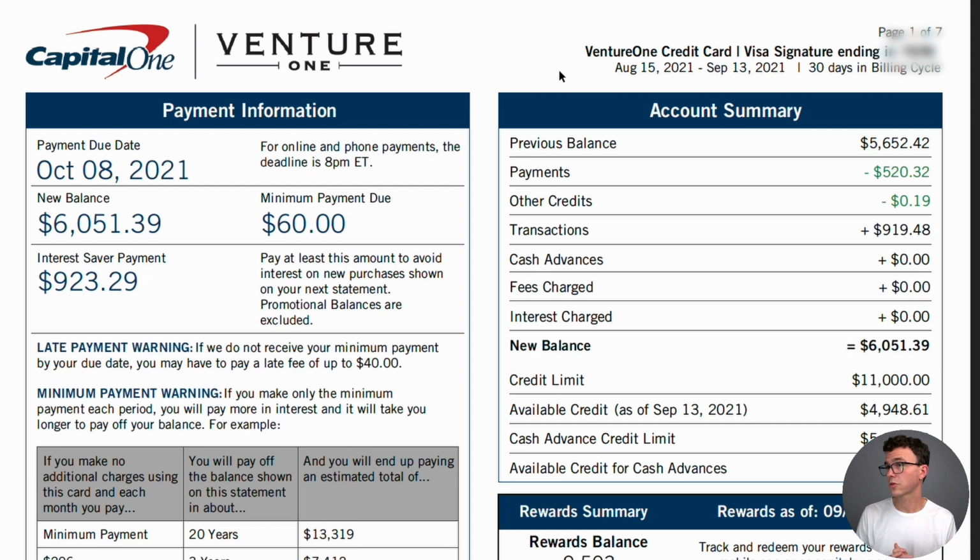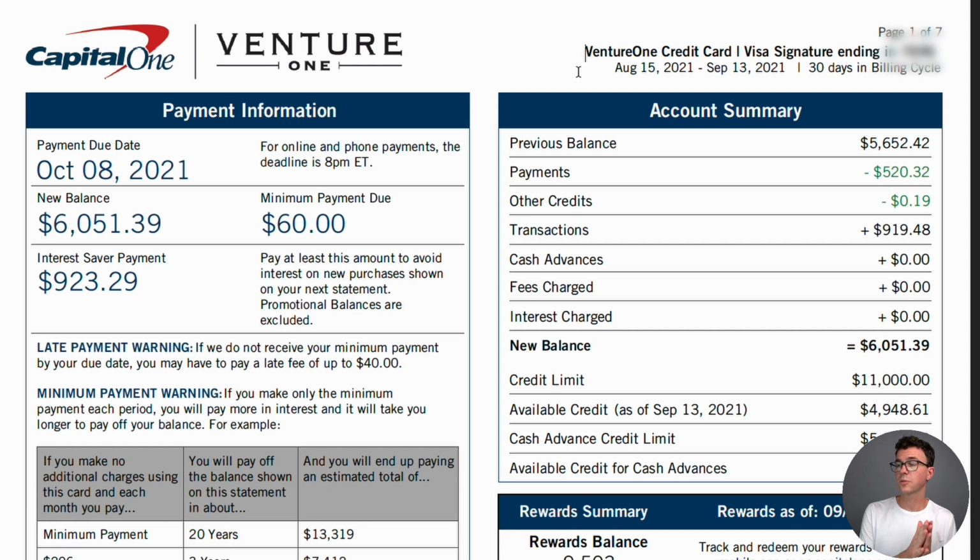So here's my Capital One credit card. Along the very top, what you're going to see, there are 30 days in the billing cycle, and that was the specific date, from August 15th to September 13th. So what you'll be charged for in this statement is anything that was processed and finalized on these dates.